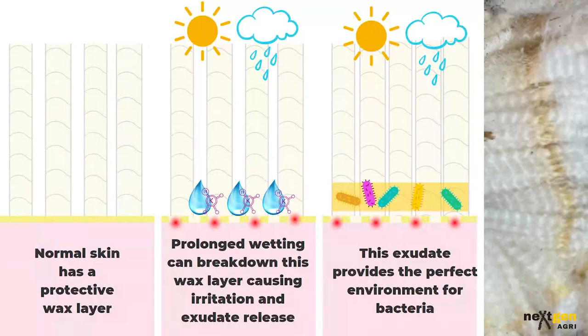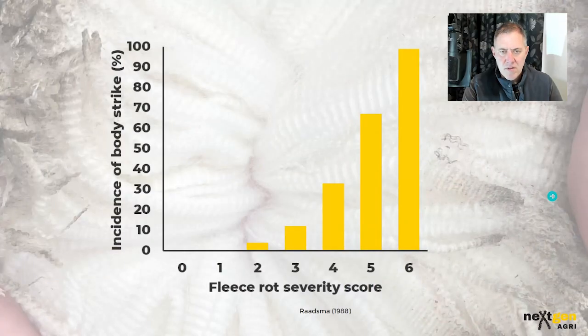So that's what's going on, and obviously the problem with that is that it can turn into fly strike, because that's a nice bacteria environment and exudate. There's a whole heap of things there that are going to be pretty attractive to a maggot. And what we see is that as that fleece rot severity score goes up from no fleece rot right through to very bad fleece rot, the incidence of body strike goes up as well. So it's all making sense. But we just want to quickly go through, I guess, why or what's happening.